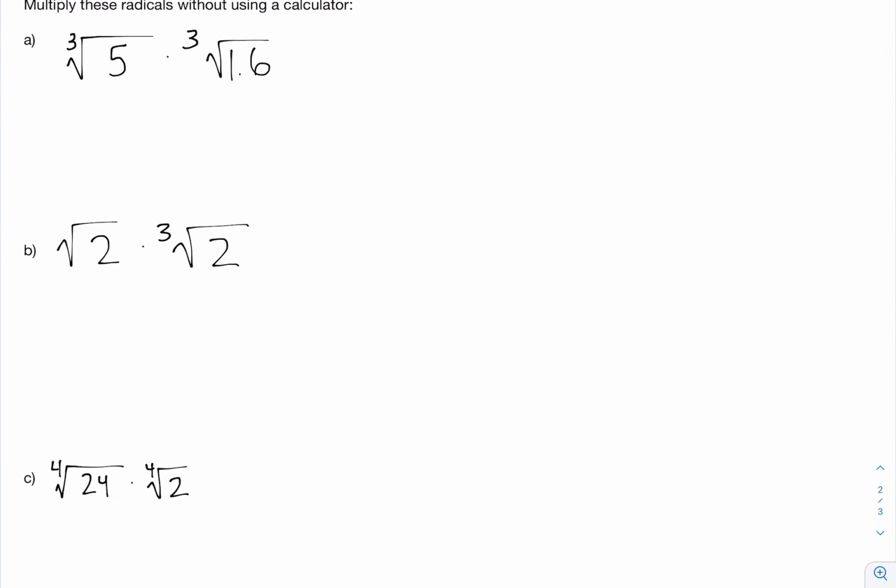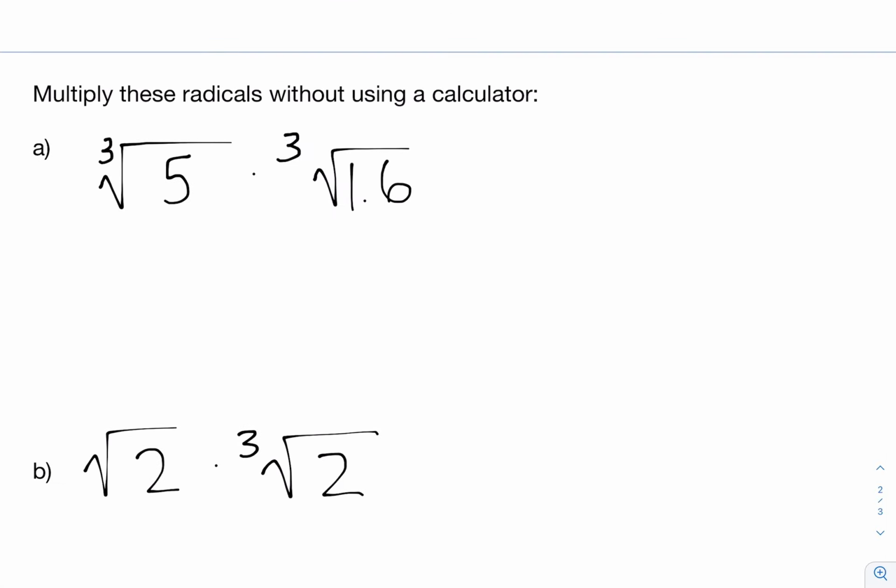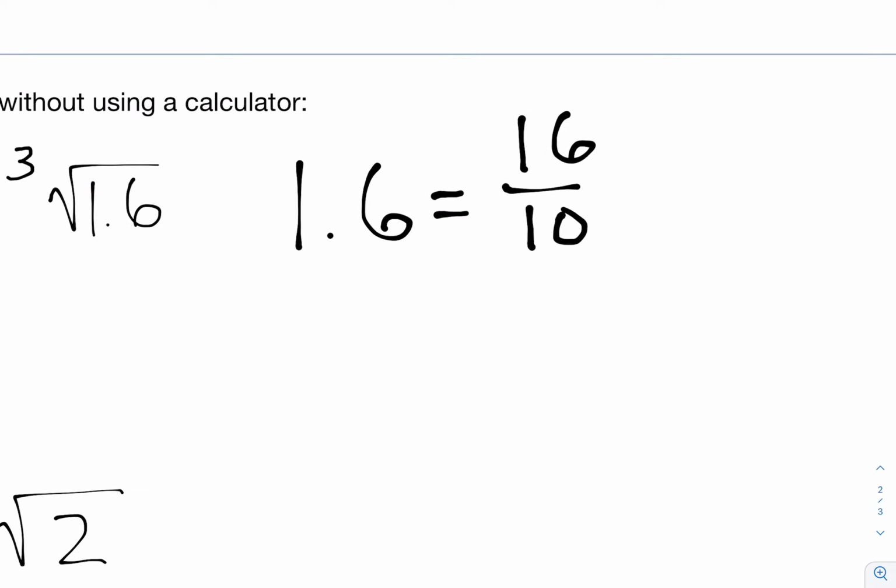Now let's multiply these radicals without using a calculator. Okay, so we have a decimal in this first one. That's not always a good start. But I know that 1.6 is equal to 16 over 10, because if we have 16 over 10, we can just put a point in front of each of these. It's 1.6 over 1, if we divide the top and bottom by 10.